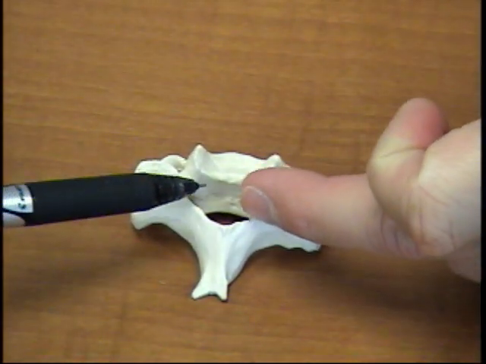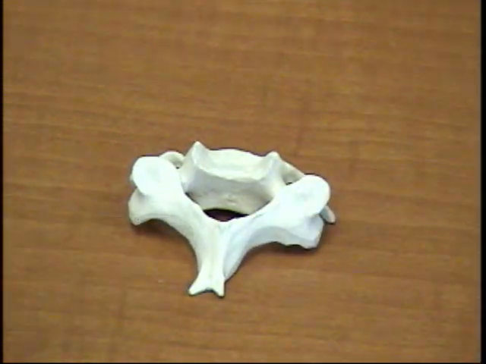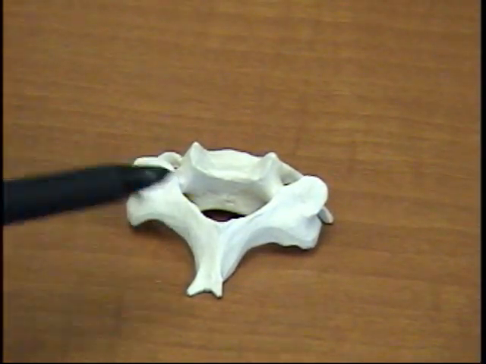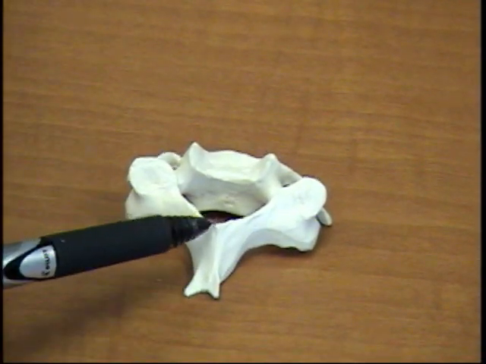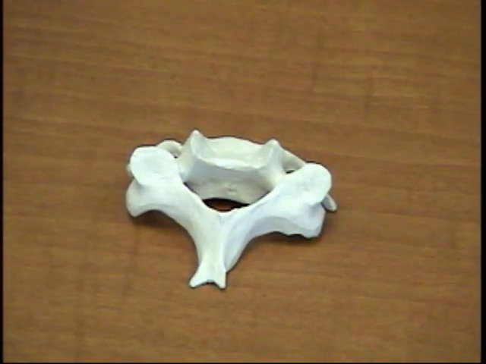Another structure I want to show you here is this piece of bone we call the lamina. Okay? If I was to cut the lamina here, the spinous process would essentially fall off.